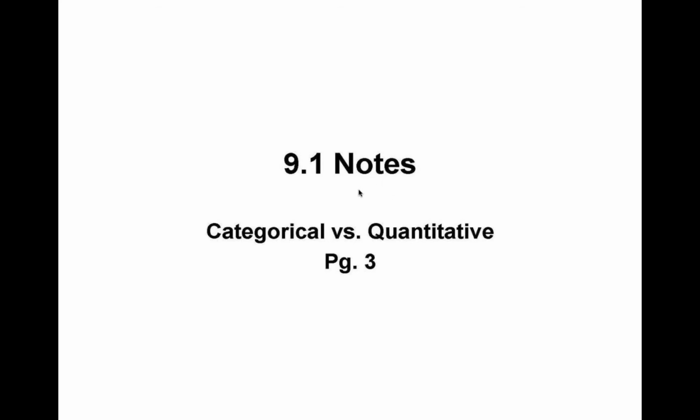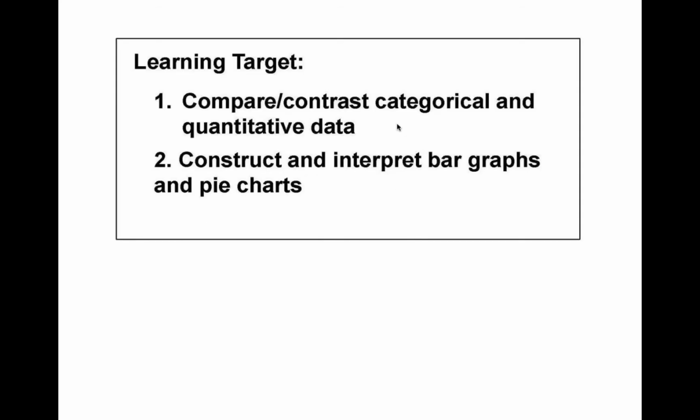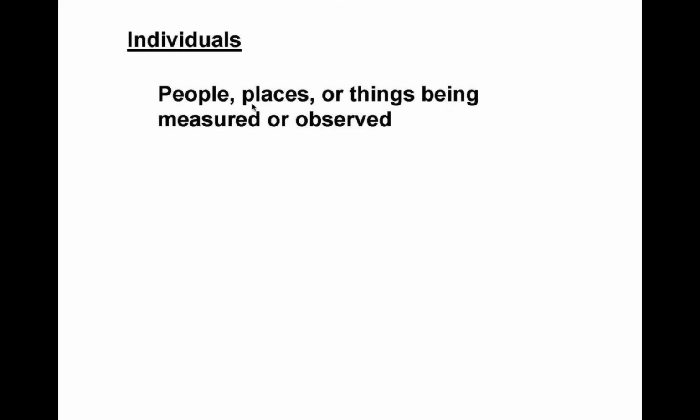So 9.1, we're going to do categorical versus quantitative data. So we're going to compare and contrast categorical and quantitative data, and we're going to construct and interpret bar graphs and pie charts. So individuals are people, places, or things being measured or observed. So for example, people, animals, or diseases could even be considered an individual.